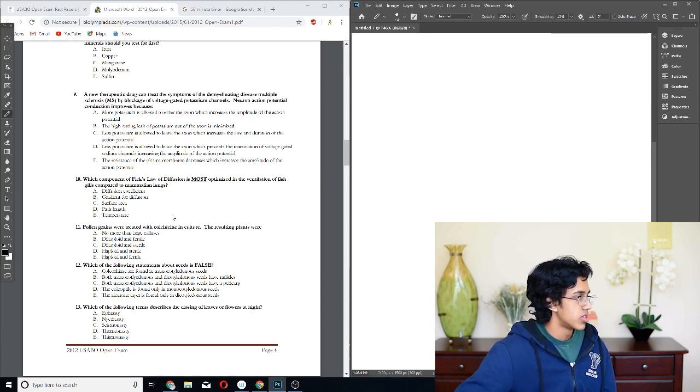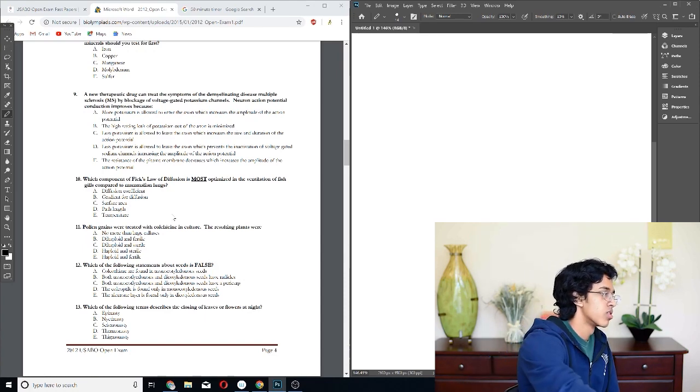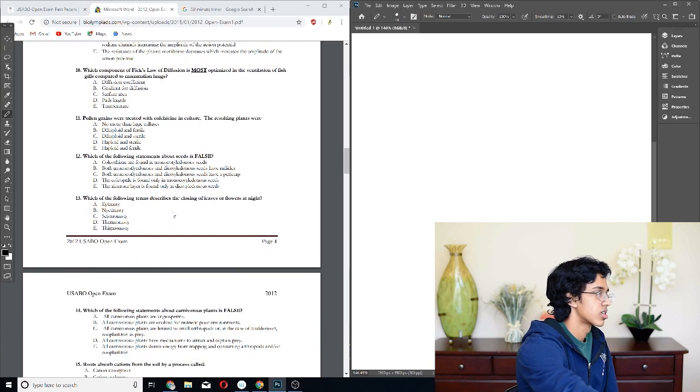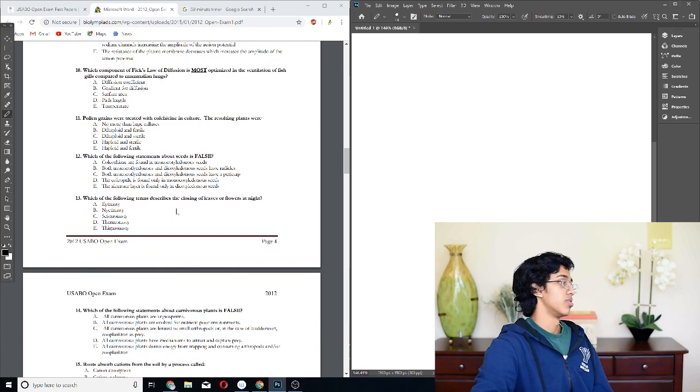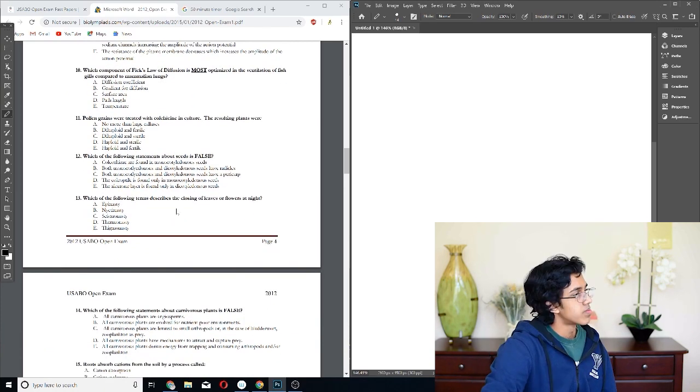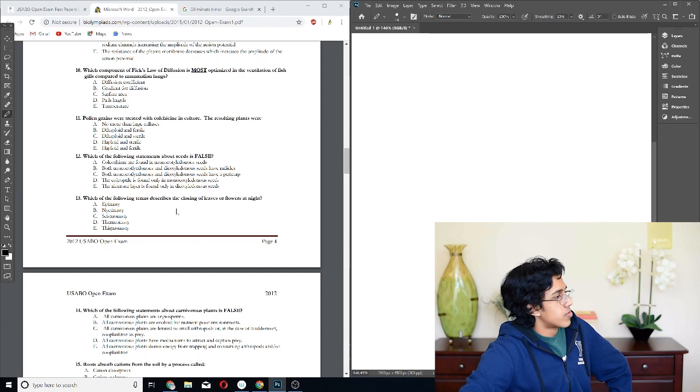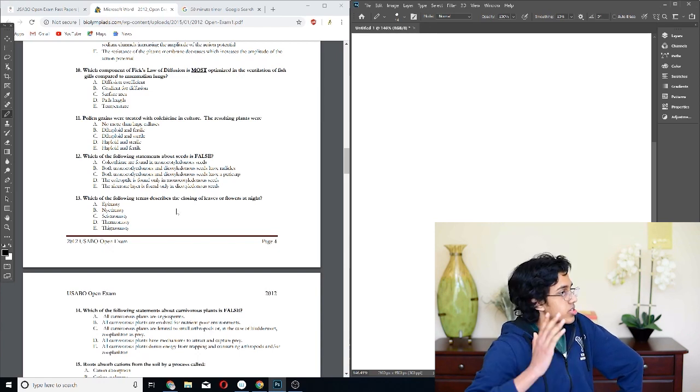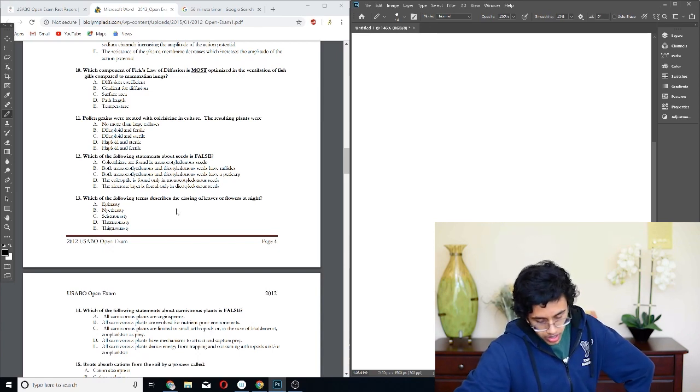Pollen grains were treated with colchicine and, okay, so basically colchicine is a microtubule inhibitor, so let's see. But I don't know what role microtubules play in pollen grain. So the pollen grain can't divide or something? So it's either haploid and sterile or dihaploid. I think it's dihaploid and then diploid. Okay, I think we should be fine because the egg cells still have stuff, so maybe it's B. I think it might be B.